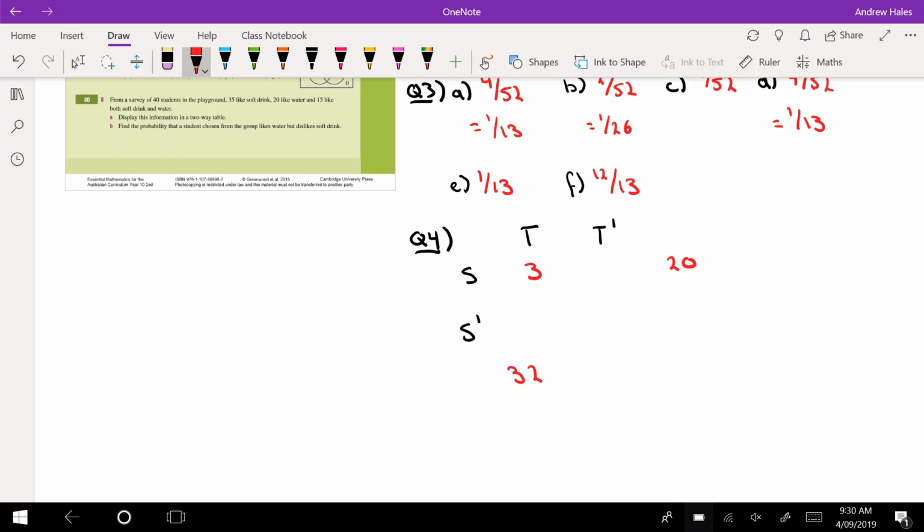So now we can figure out this other column. We know that that's going to be 17 here. We know that this is going to be 29 here. Okay, and we also know that the total number is 50.